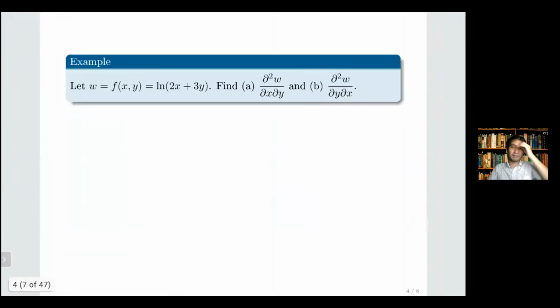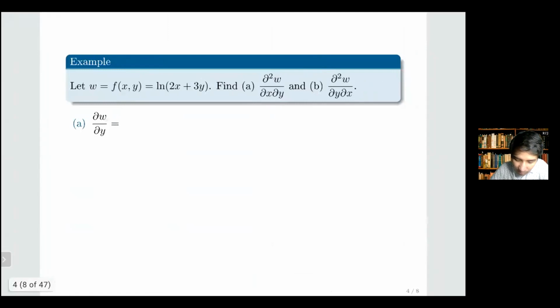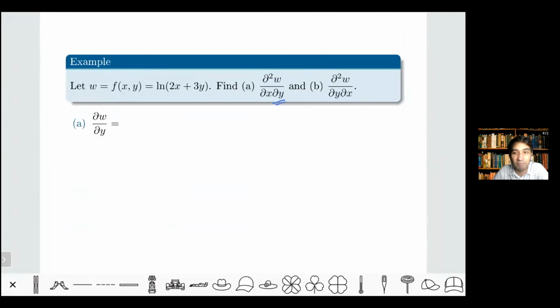Okay. So para malinawan tayo, let's look at this particular example. Halimbawa, you have f of xy equals ln of 2x plus 3y. So pinapahanap sa una itong partial squared w over partial x partial y. So ang ibig sabihin niyan, uunahin niyo munang kunin yung partial derivative with respect to y. Again, from right to left pag ganito yung notation.